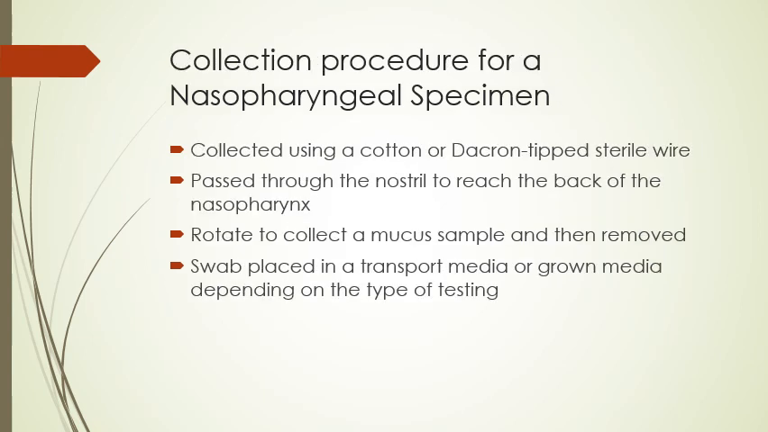The collection procedure, you're going to collect using a cotton or Dacron tipped sterile wire. It's passed through the nostril to reach the back of the nasopharynx. It's not a fun test, but it's accurate, so that's why they do it. You're going to rotate to collect a mucus sample and then remove it. The swab is going to be placed in a container, which is going to be sealed, depending on the type of testing.